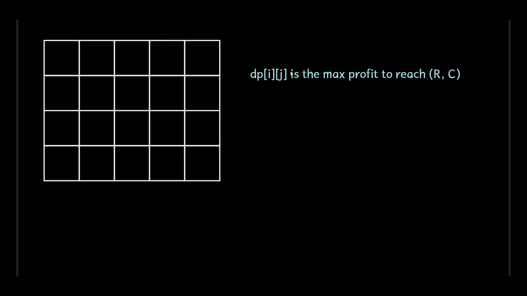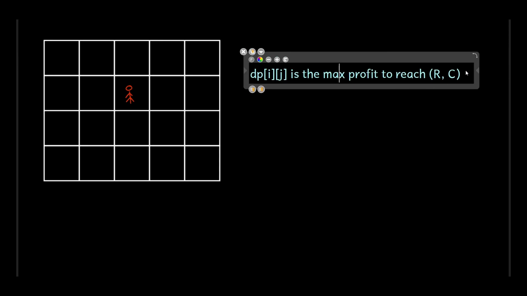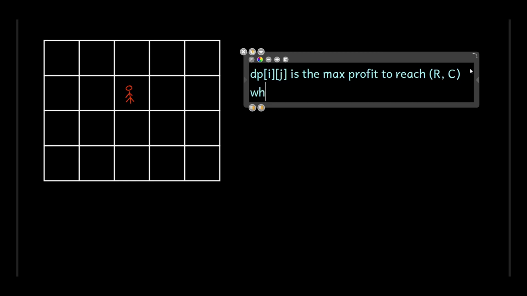And how do you perform the DP transitions? So if you are interested in the DP value of this particular cell, from this cell you ask the question, okay, DP definition, let me write it down completely. DPij is the max profit to reach R comma C when you start your journey at cell I comma j. This is the actual DP definition that you use in the LeetCode problem.